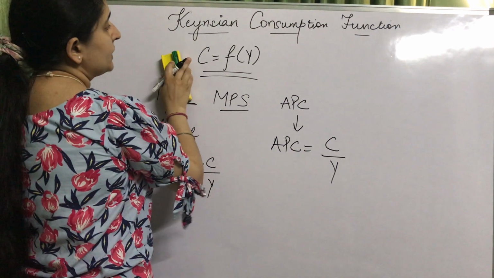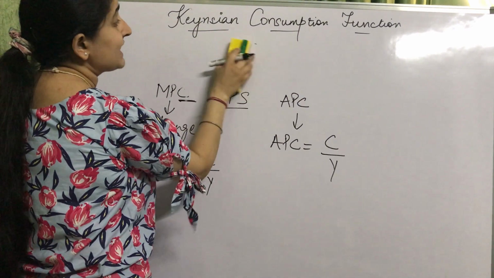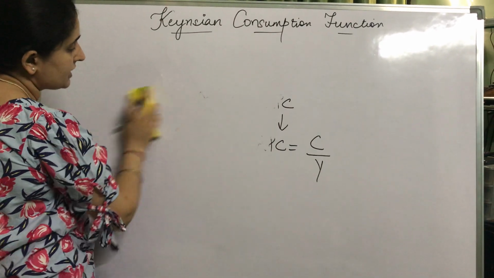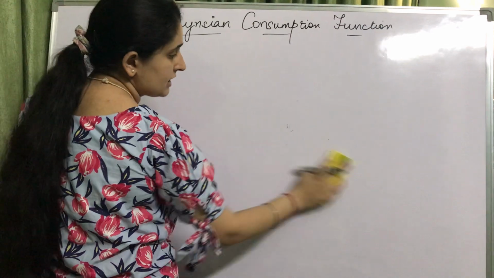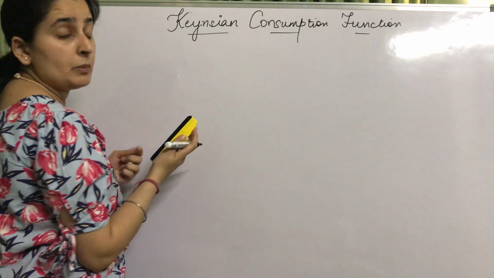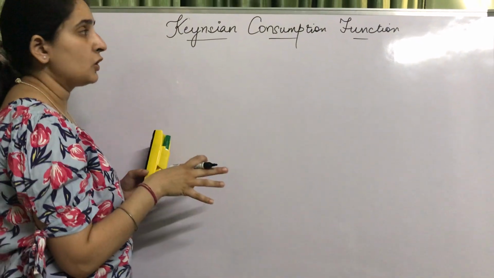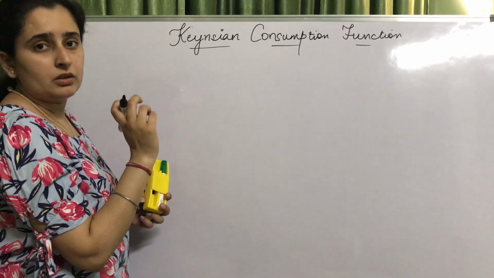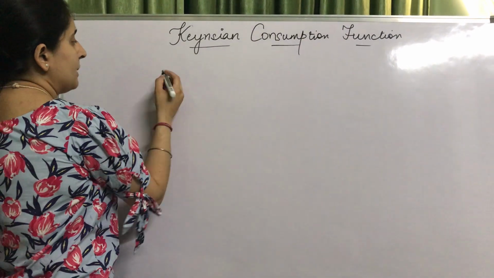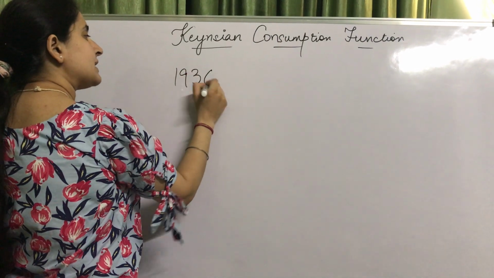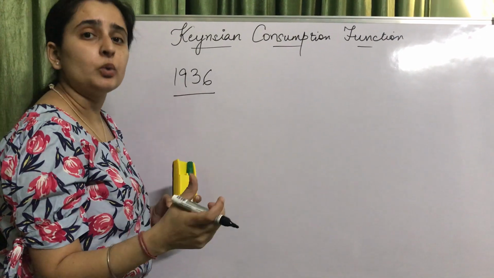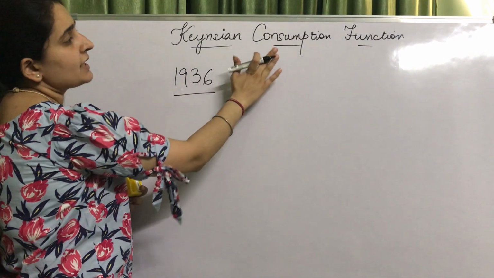Now let's quickly start with the Keynesian consumption function. What does Keynes say? We all know Keynes, J.M. Keynes, that is John Maynard Keynes is the full name. He's an English economist, a very famous economist, I must say. He gave this consumption function, so we'll be discussing that. Now, what happened in 1936? Keynes wrote a book called the General Theory, and in that book he gave this consumption function.